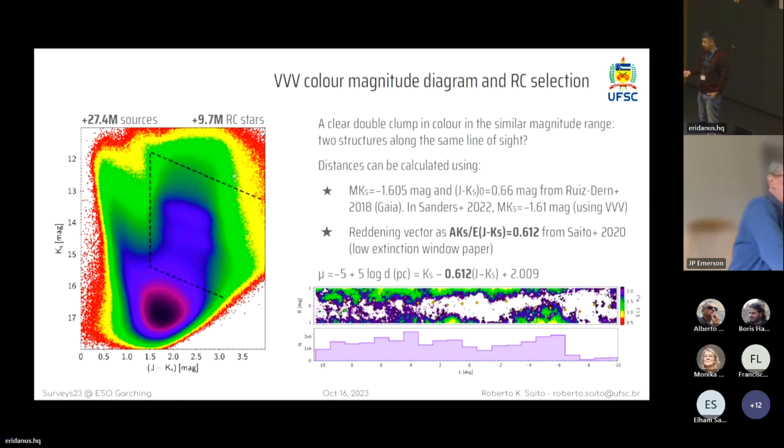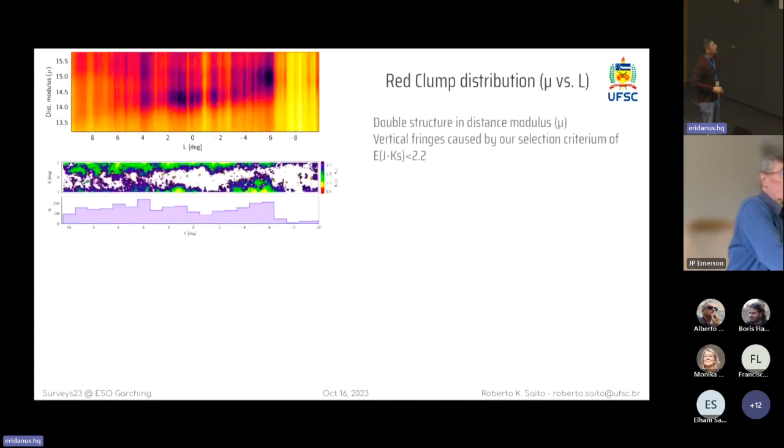Okay, so here is the distribution of the selected red clump stars along the longitude and here in distance modulus. Here you can see there is this vertical fringe that coincides with our distribution of the stars. So this is not real, this is an artifact created by our selection criteria.